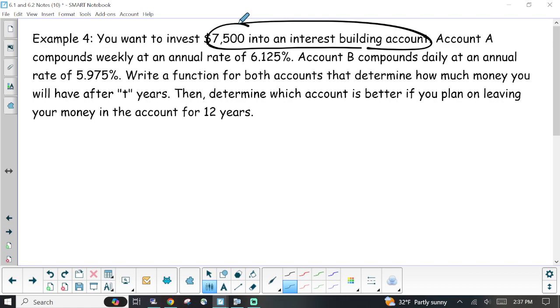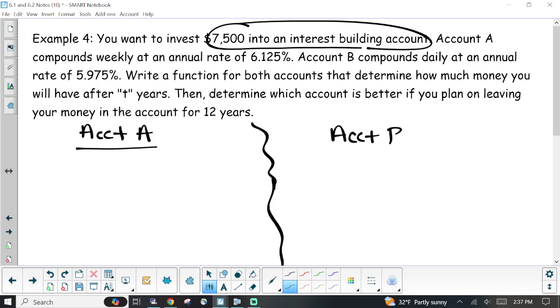So I'm going to have to calculate how much the account is going to be worth for account A if I put my money with the first bank. And then I'm going to have to calculate how much I'm going to make if I put my money with bank B or account B.